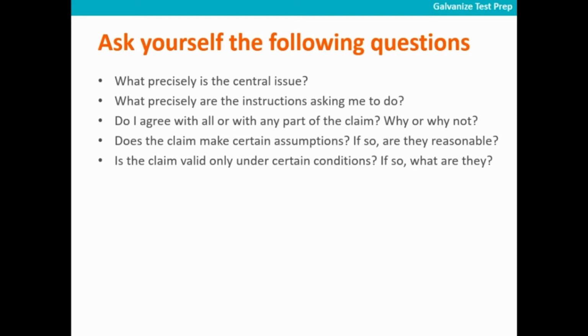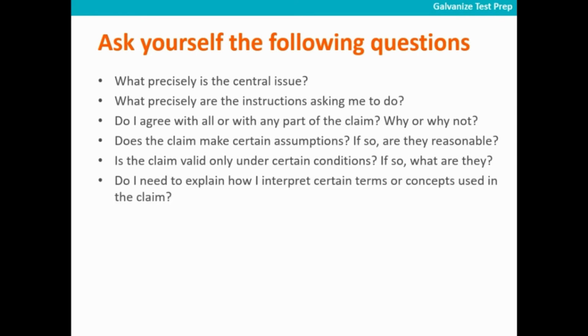Maybe if people get so lazy that they don't want to do any of their work on their own, including thinking, maybe under those conditions it is bad. But what if there are scientists out there using technology to break through to completely new discoveries? That's a condition in which it really doesn't apply. How do I explain how I interpret some terms or concepts used in the claim? So what do I mean by technology?